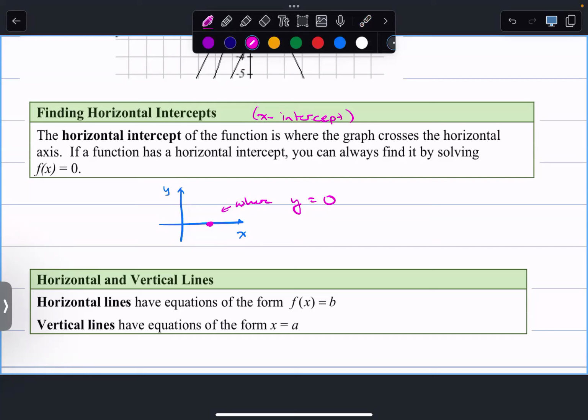And maybe I'll add that. The value of x, and I'll change this to when y is 0. So you can use the same technique, right? Just force y to be 0 instead of forcing x to be 0, and you can solve for the x.